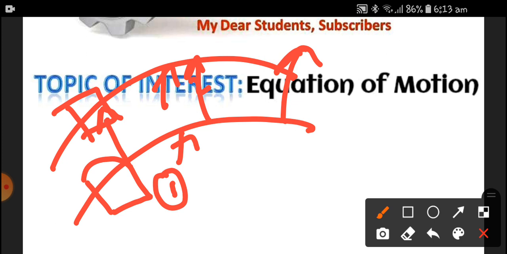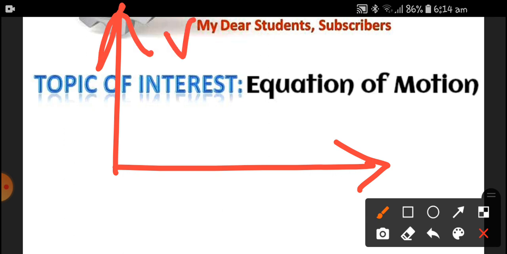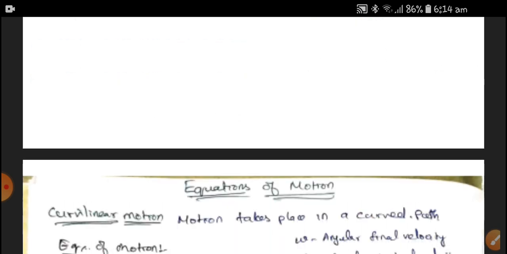Next, we have horizontal straight line motion and vertical straight line motion. If a body moves in the horizontal plane, this is called a horizontal straight line motion. If a body moves in a vertical plane, this is called a vertical straight line motion. Next, we are going to deal with the equations of motion. So with this background, I am going to start with curvilinear motion first.